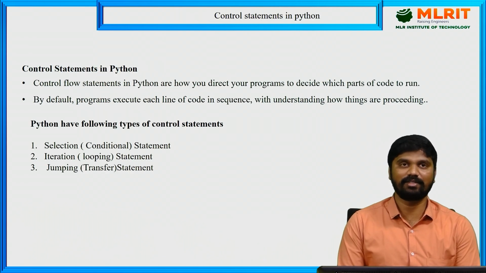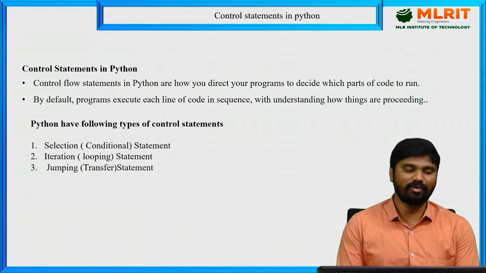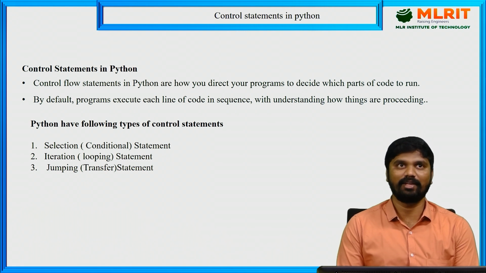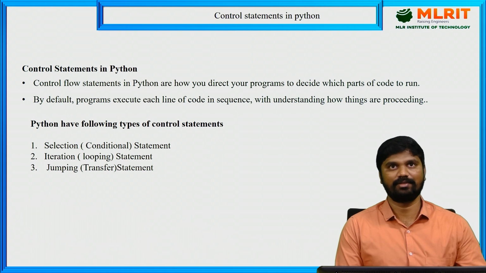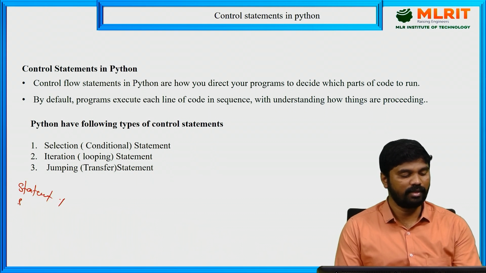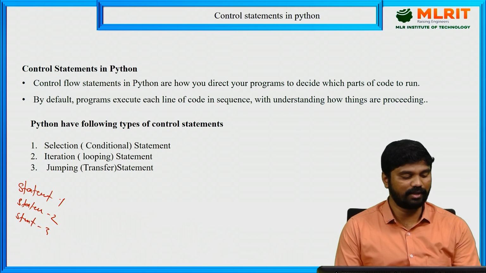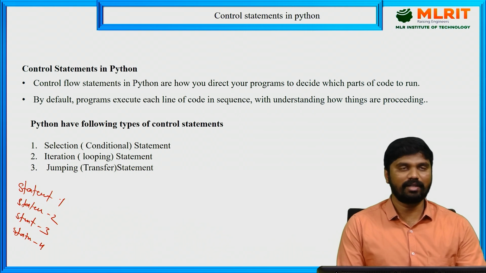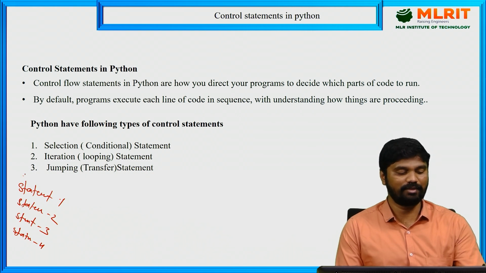So first, what are the control statements in Python? Not only in Python, generally if you take any programming language, this is an important concept. So what are control statements? If you take any programming language, for example, here statement 1, next statement 2, next statement 3, and then statement 4. So these are the statements in a program. Just imagine this is the program demo.py.